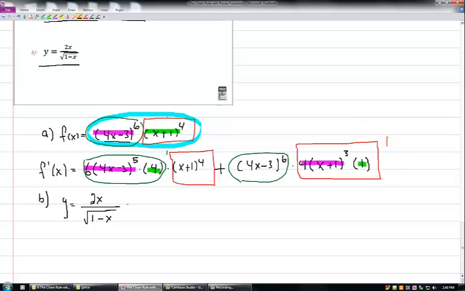So let's write this as 2x divided by, and then this would be 1 minus x to the 1/2.